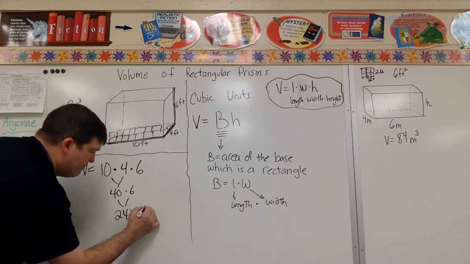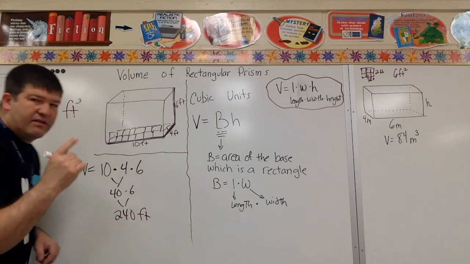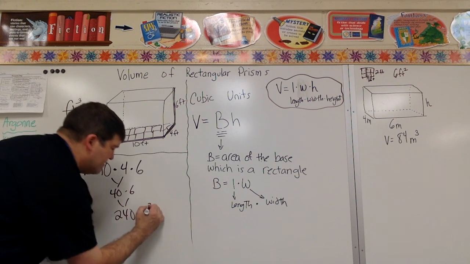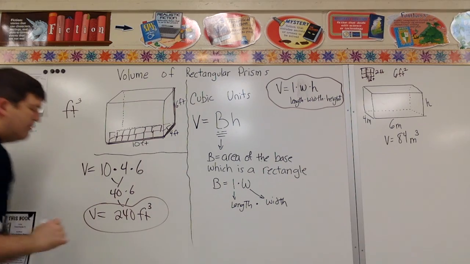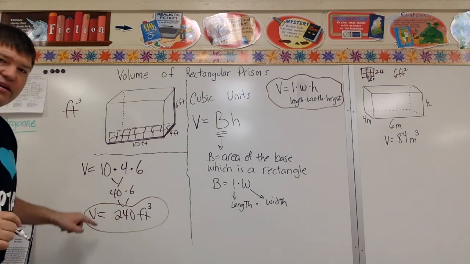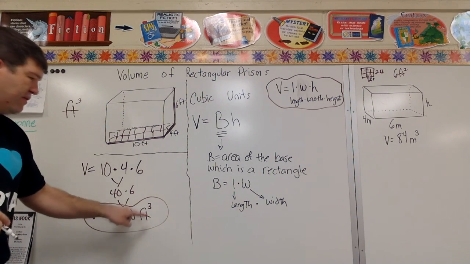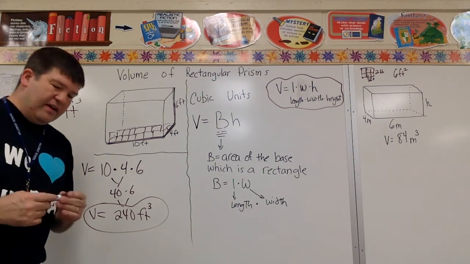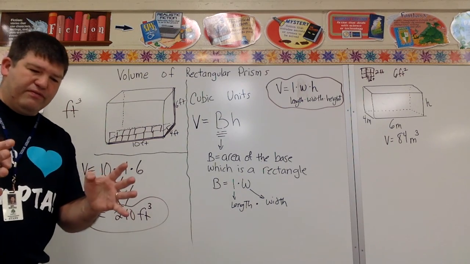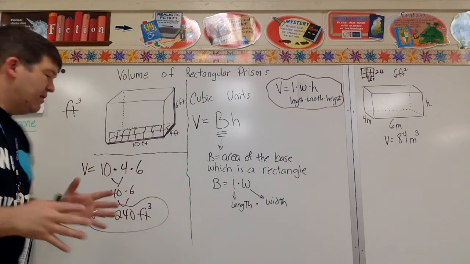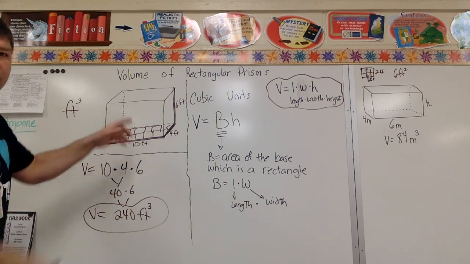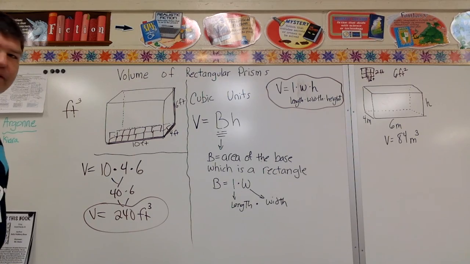And we're talking about feet, and it's the volume, so it's cubed. So the volume of this shape right here is going to be 240 feet cubed. So if I have a cube that's 1 foot by 1 foot by 1 foot, I could fit 240 of those in this shape.